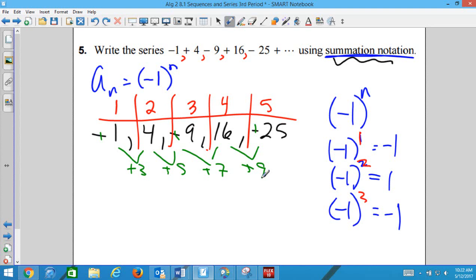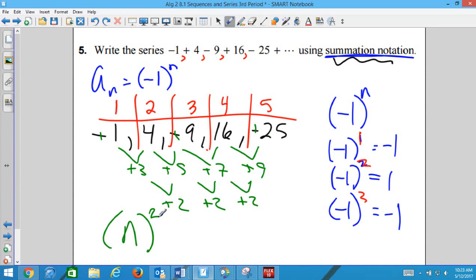5, 7, and 9. And then from there, plus 2, plus 2, plus 2. So what's that mean if we have two finite differences? Squared. We know it's going to be squared. So we're going to try just n squared. We might have to switch it around.